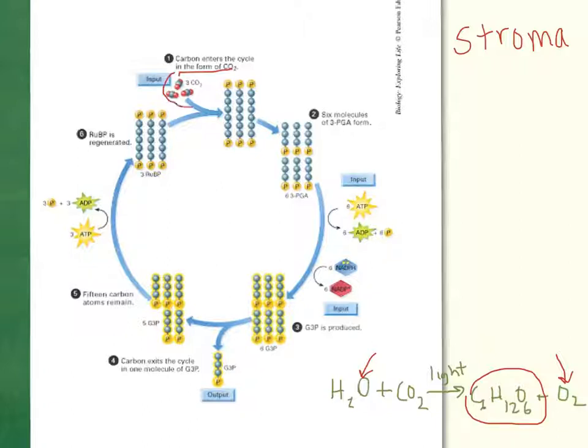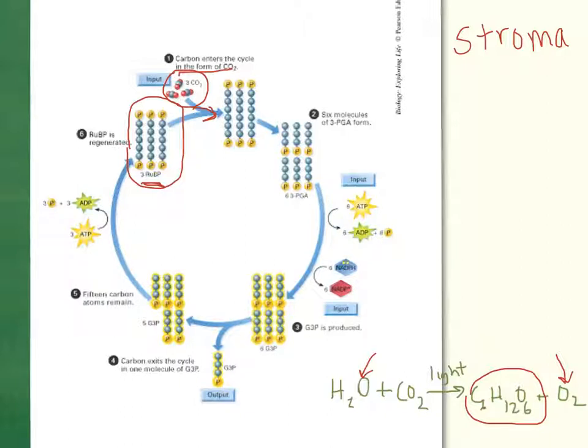We begin with carbon dioxide, which came in through the stomata. Remember, the stomata are the little openings in the bottom of the leaf in which carbon dioxide can come in and flow into the stroma. So when this carbon dioxide comes in, we're going to attach it to the previously made molecule, which is called RuBP. There's actually 3 of them. RuBP stands for ribulose 1,5-bisphosphate.